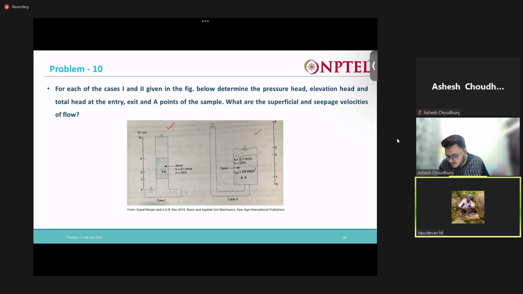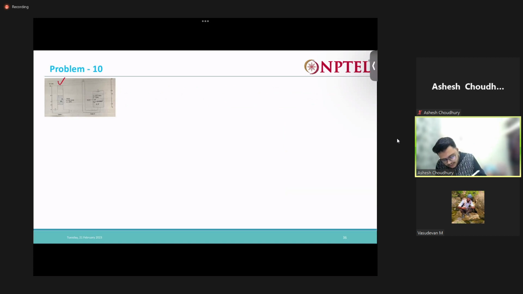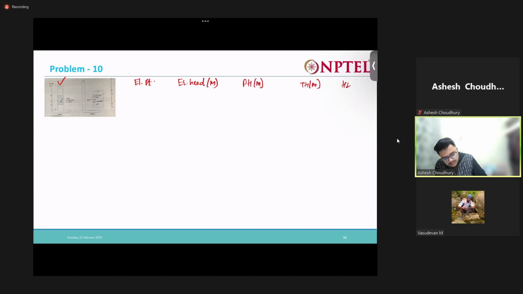Now let us see case one first. For case one, we will write the elevation point, elevation head in meters, pressure head, total head in meters, and head loss in meters.